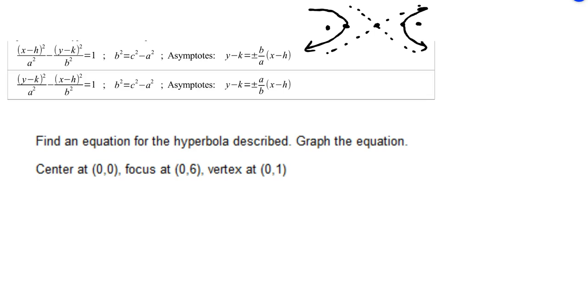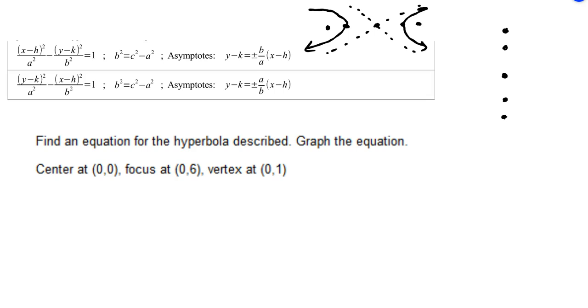For the vertical orientation, you have your center, and then up and down from that center, a distance of A will give you the vertices. Up and down from that center, a distance of C gives you your foci.